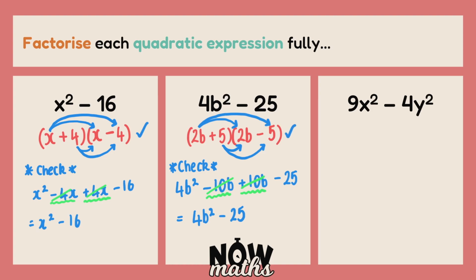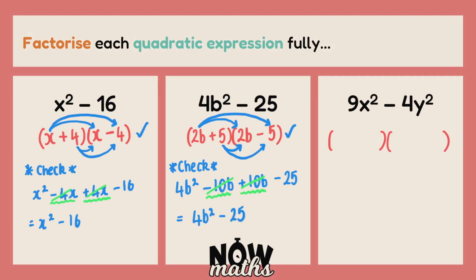Now looking at our third and final quadratic, we can see that this is a difference of two squares again because it is a subtraction or a difference, and each of the terms are square numbers. There are no factors greater than 1 in each of the terms, so we can't put this expression into a single bracket, so we need to put it into double brackets.